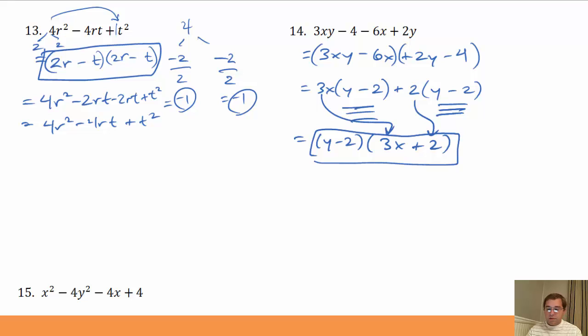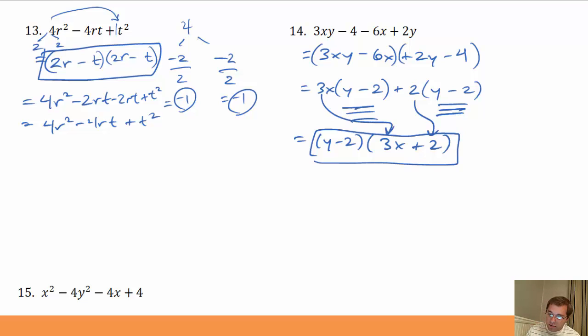So when you have 4 terms, often it will work like that, where you can group them 2 and 2, and factor out the greatest common factor of each one, and you'll end up with something in the parentheses on each one that is the same. We'll factor that out, and the other factor is what's left. In this case, the 3x plus 2.